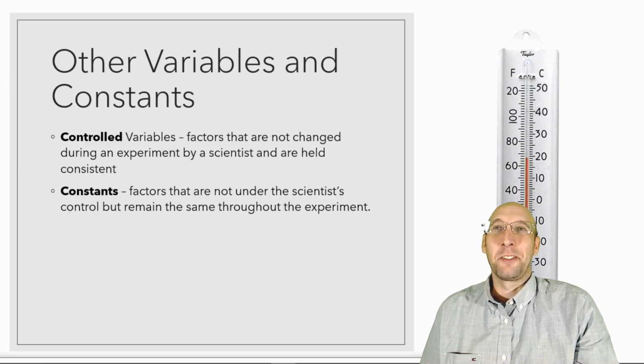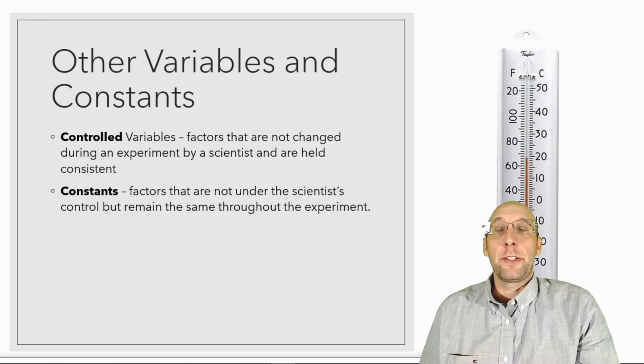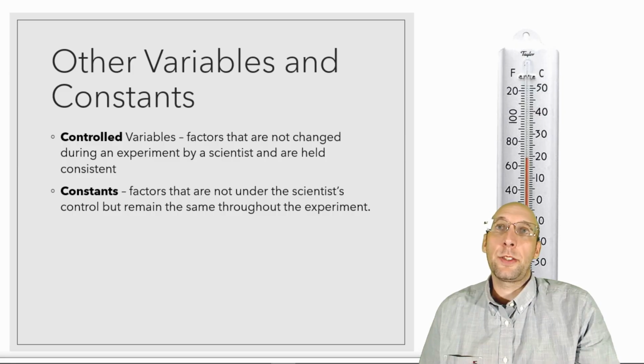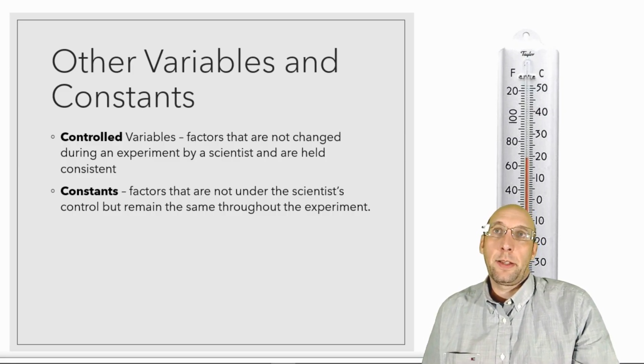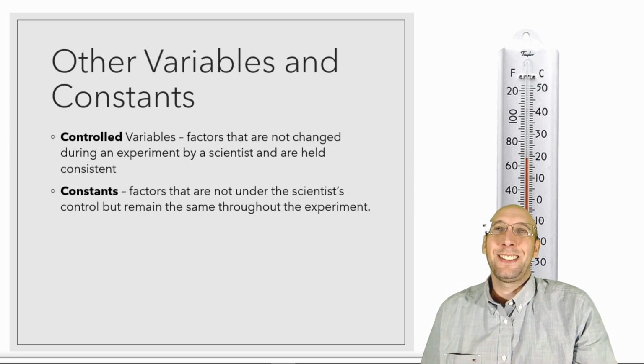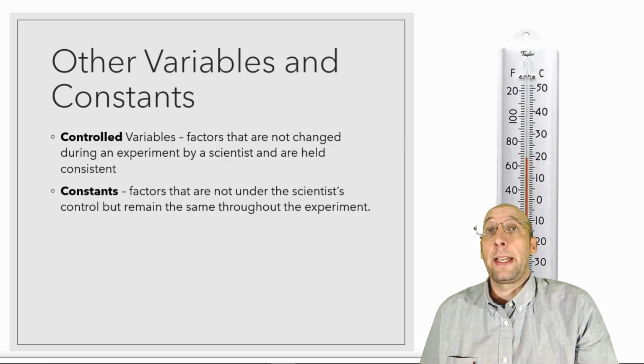For instance, if you were going to grow plants in an experiment, you would use all the same type of soil. If you use different types of soil, you'd be changing the experiment, and it could be the soil type that was actually affecting an experiment, rather than, say, the amount of fertilizer you might be testing. Constants are very similar to controlled variables. Constants are factors that are not controlled by the scientist, but they remain the same throughout the experiment. For instance, if you're growing plants outside, a constant would be the amount of sunlight they receive, as long as you are growing them in the same location.